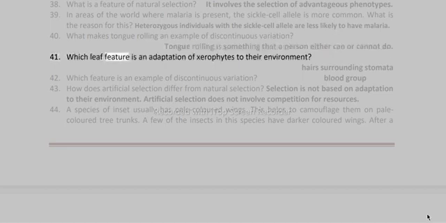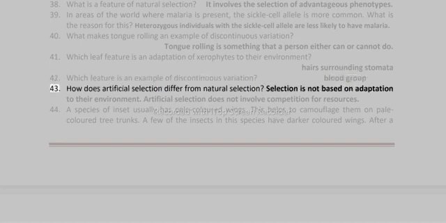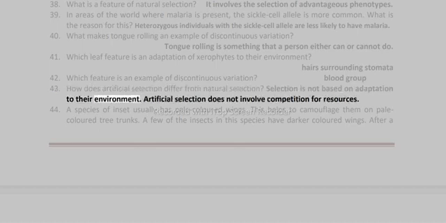Question 41. Which leaf feature is an adaptation of xerophytes to their environment? Hairs surrounding stomata. Question 42. Which feature is an example of discontinuous variation? Blood group. Question 43. How does artificial selection differ from natural selection? Selection is not based on adaptation to their environment. Artificial selection does not involve competition for resources.